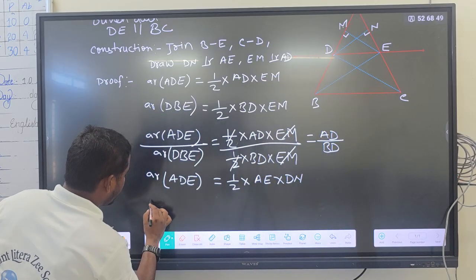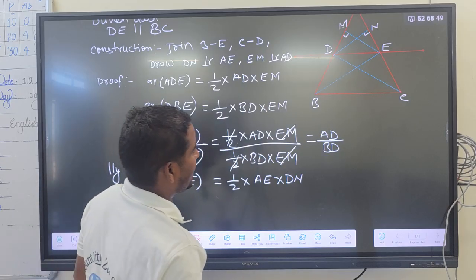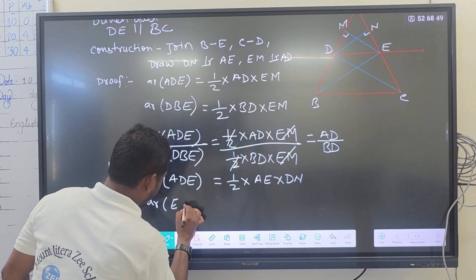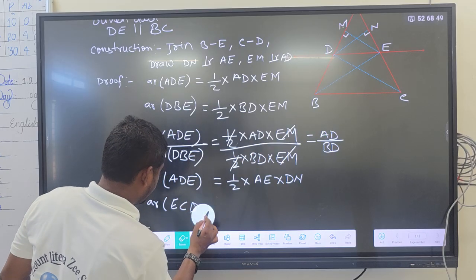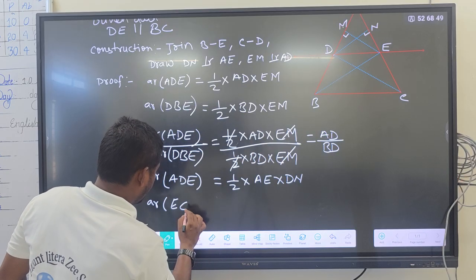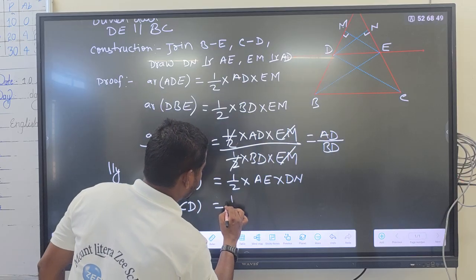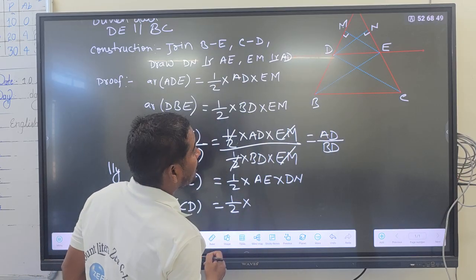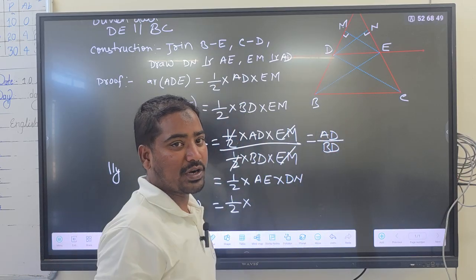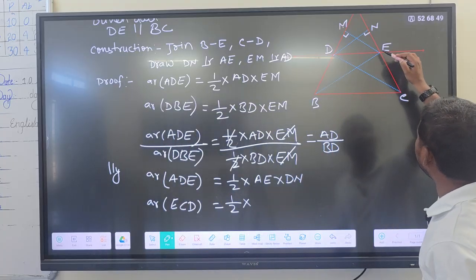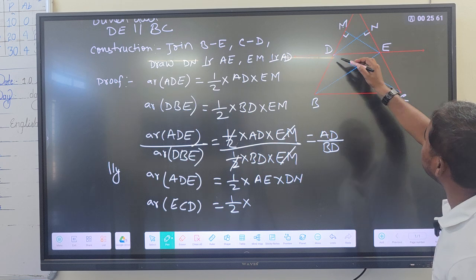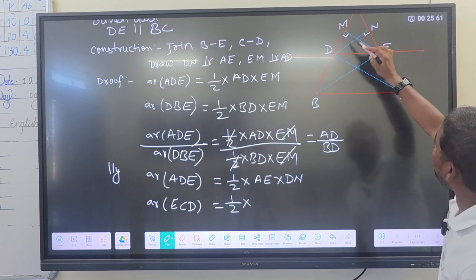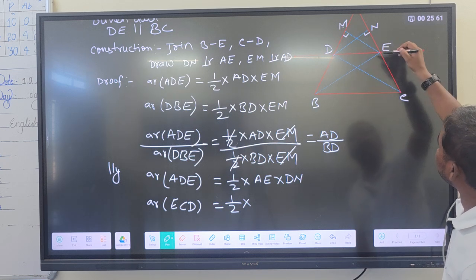Okay. Now similarly we will calculate the area of triangle ECD. That will be equal to half into EC into DN. I have already explained, students: again we have this ECD as an obtuse type of triangle whose perpendicular will be outside the triangle, that is DN. Okay, why?